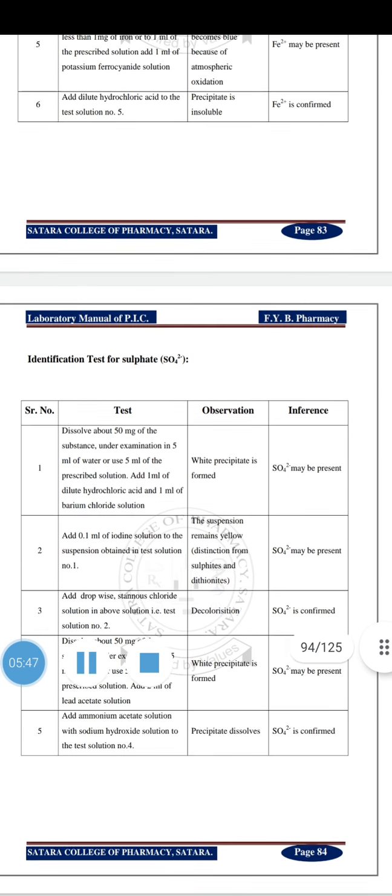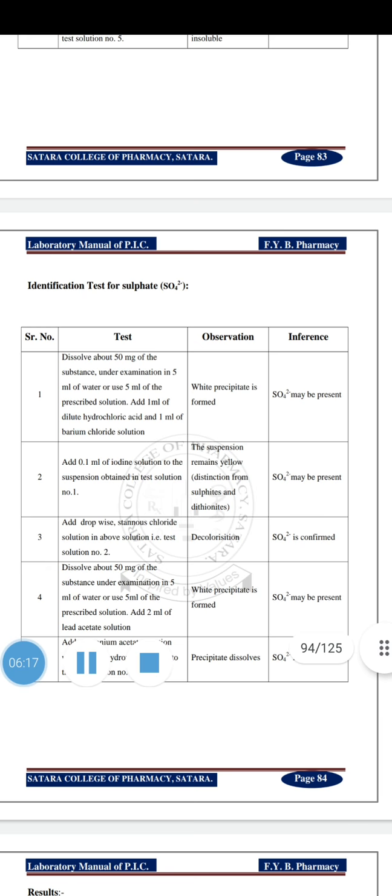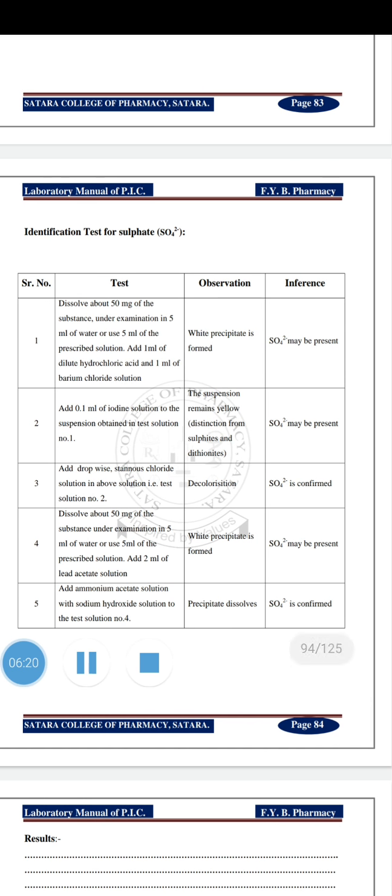Then identification test for sulfate: dissolve about 50 mg of the substance under examination in 5 ml of water or use 5 ml of the prescribed solution. Then add 1 ml of dilute hydrochloric acid and add 1 ml of barium chloride solution. There is a white precipitate formation and sulfate may be present. And add 0.1 ml of iodine solution to the suspension obtained in test solution number 1. The suspension remains yellow and sulfate may be present. Then add stannous chloride solution dropwise to the above solution, that is test solution number 2. There is a discoloration and sulfate is confirmed.